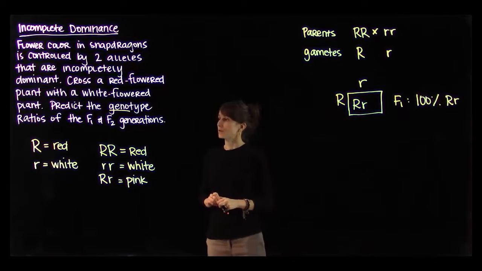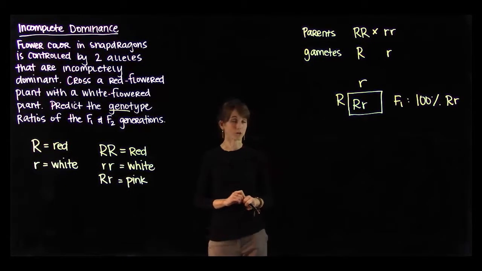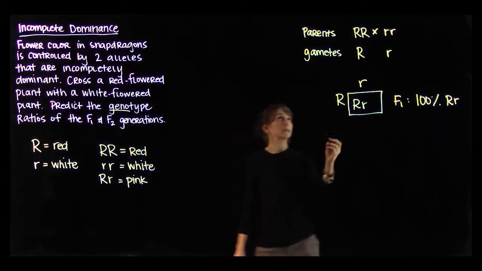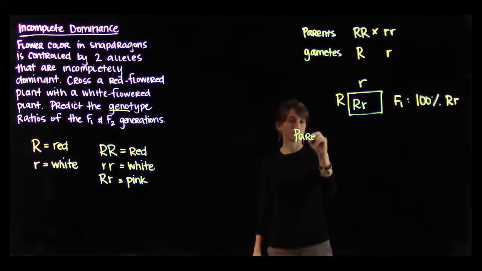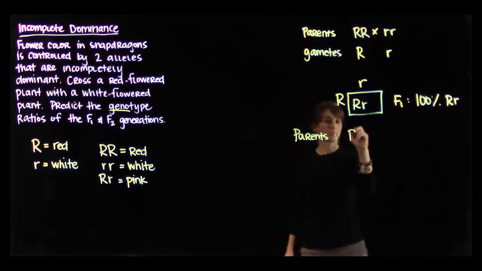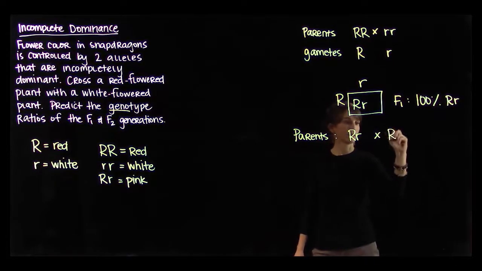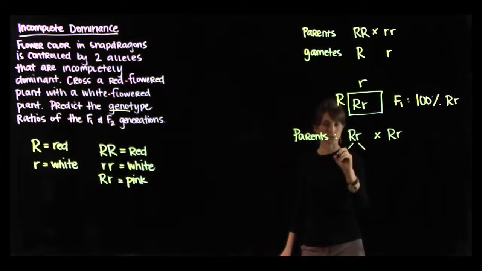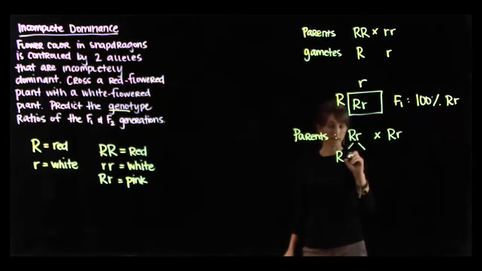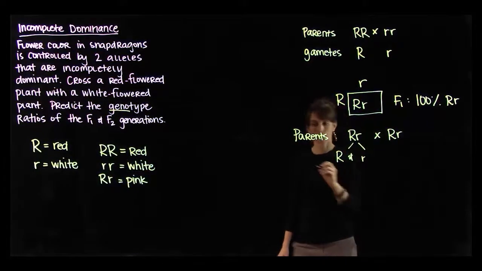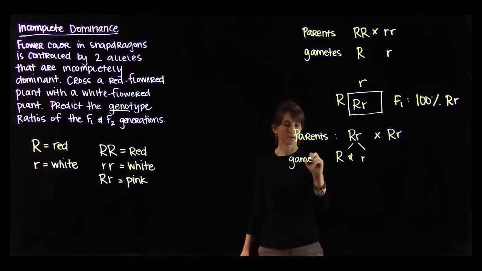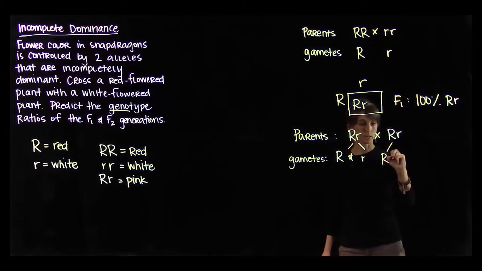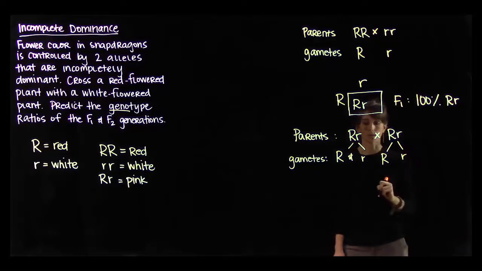We also need to figure out the ratio of the F2 generation. And to figure out the F2, we just take two F1s and cross them. So in this case, our parents will be big R, little r, crossed with another big R, little r. This first parent can produce gametes that carry the big R and gametes that carry the little r. Let's make that clear. These are the gametes produced. Same thing with this parent. Half of its gametes will contain the big R, the other half will contain the little r.